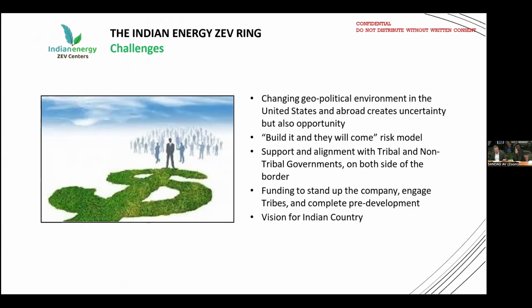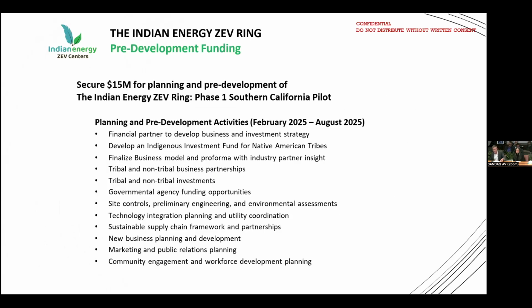Our last slide is what we're looking for in terms of initial investment. We're looking to secure $15 million for the planning and pre-development for all of the ZEV centers that we showed in phase one, to be able to provide all the activities shown there so that we can have meaningful discussions with each of the tribes, so that they can understand what the path forward is for their tribe and for the other tribes in the region to be able to take advantage of this opportunity.